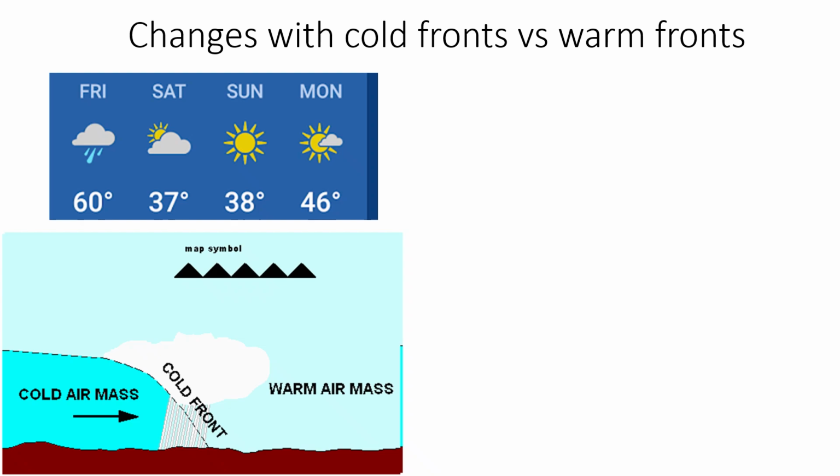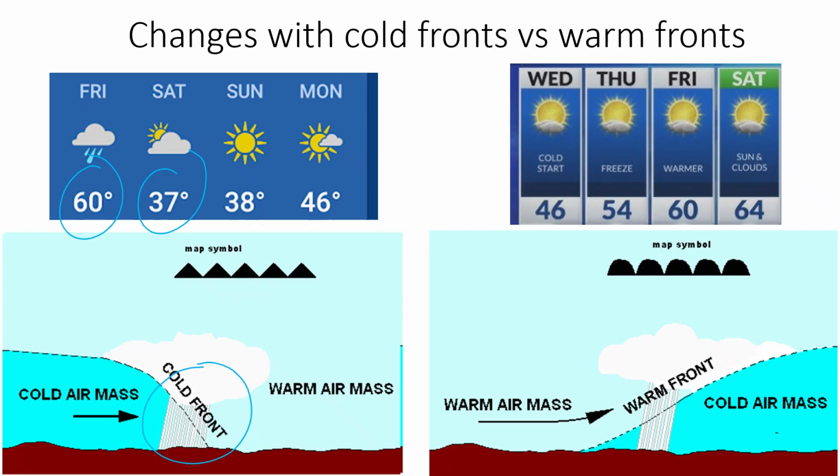Now the changes with a cold front versus a warm front. You'll notice here that this is still a cold front. We went very quickly from 60 to 37. And in a very small area, we're getting that rain and that precipitation and it happened very quickly. However, notice the changes with a warm front. Over here in the cold front, it went down 23 degrees in one day. But with warm fronts, it goes from 46, and then it goes to 54, and then it just goes up a little bit every day. It goes up 4 degrees every day.